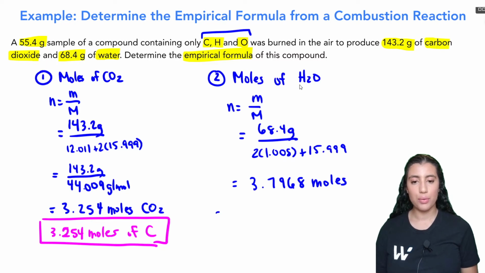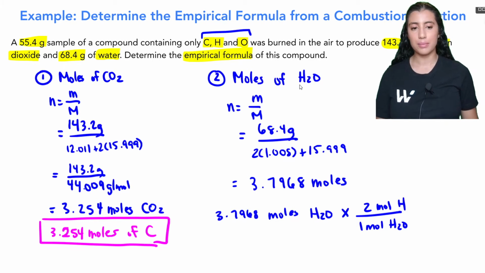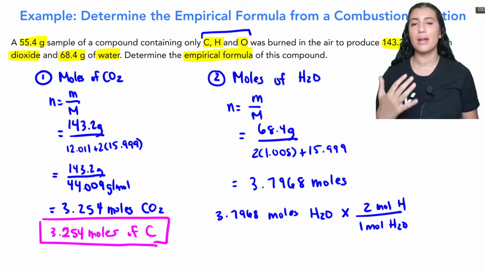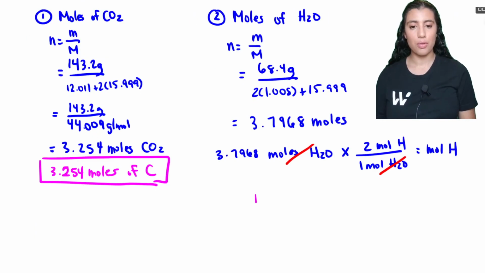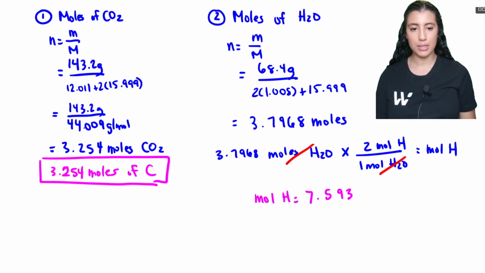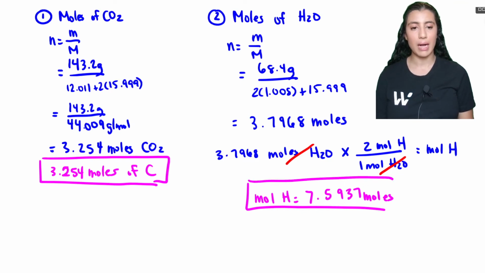So if we take 3.7968 moles of water, for every 1 mole of water, we said there are 2 moles of hydrogen. Okay, because there are 2 hydrogen atoms per water molecule. So now I'm able to solve for the moles of hydrogen, since the moles of water, those units, cancel out. So now the moles of hydrogen are 7.5937 moles. So we've again found the moles of another element we're interested in, so I'm going to put that one in a box. We're going to have to come back to that.